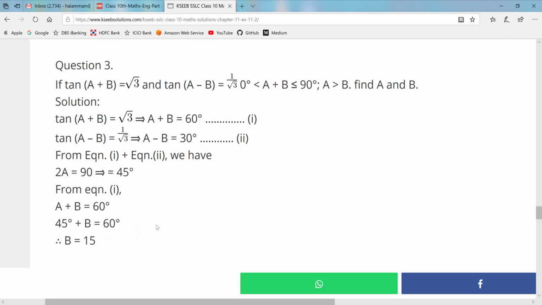So 60 minus 45 is 15. So this is the way you have to calculate the value of a and the value of b. Here the value of a is 45 degrees and the value of b is 15 degrees. Understood? The value of a is 45 degrees and the value of b is 15 degrees.